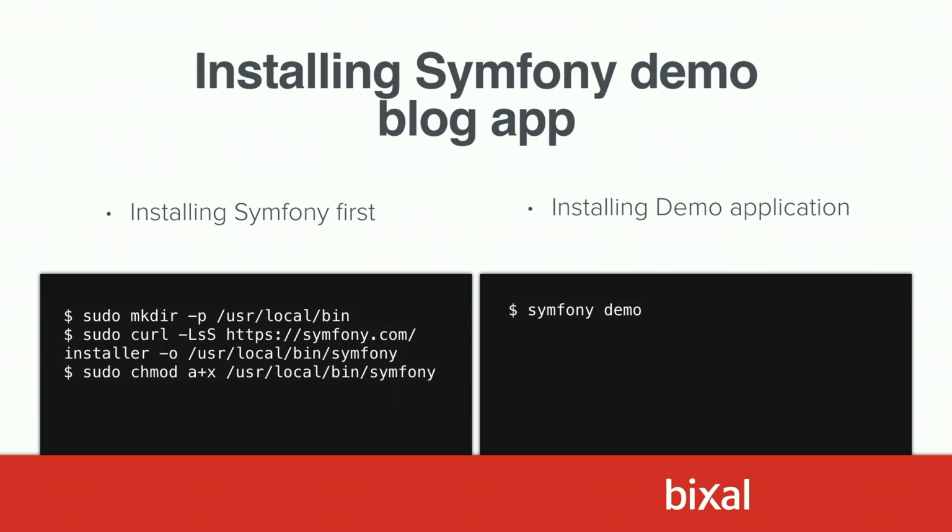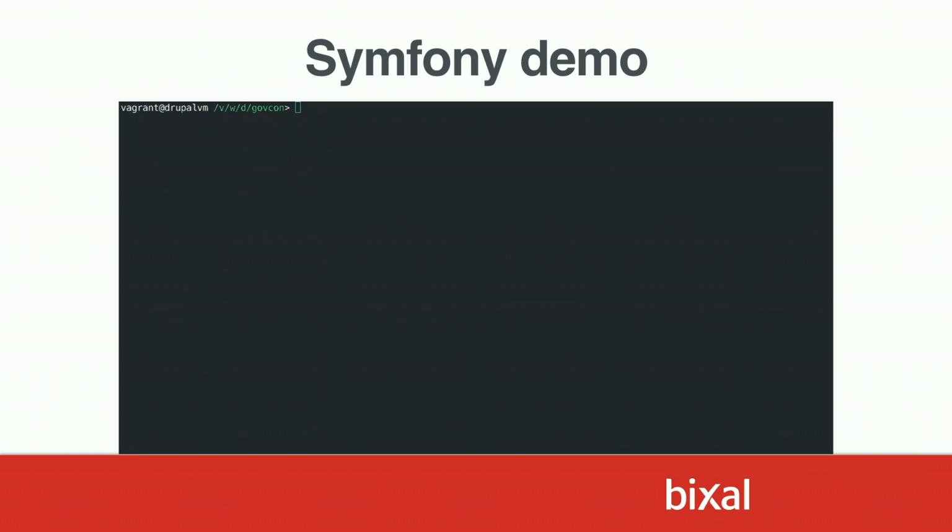So what we need to do is first install Symfony. These are the instructions that are on the Symfony webpage. You just get the installer and install it. And to create the Symfony demo application, you just run symfony demo. That is the command to execute the application. Basically it's going to be downloading the application and installing it on our system.